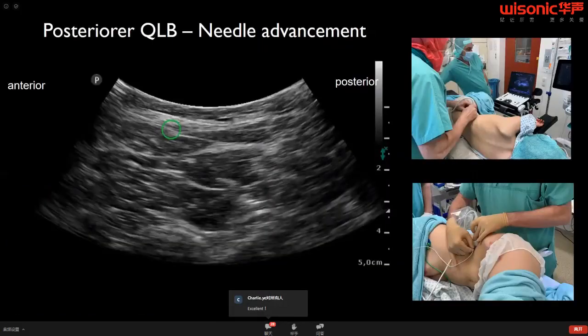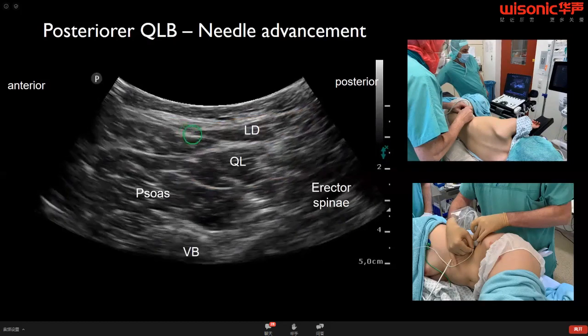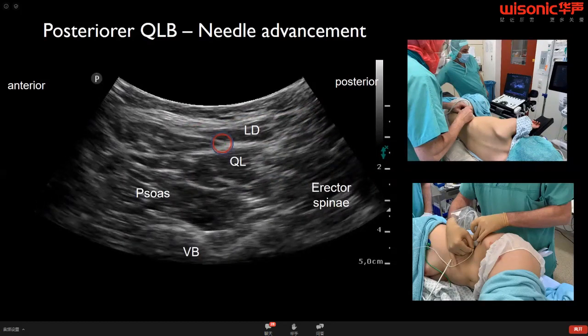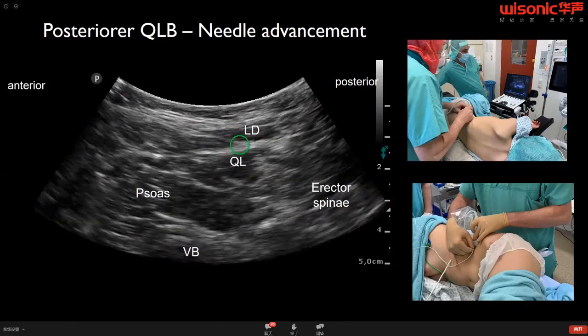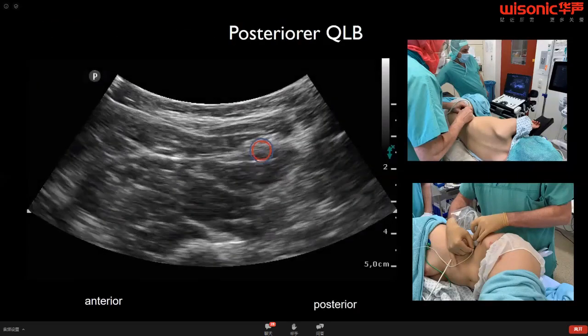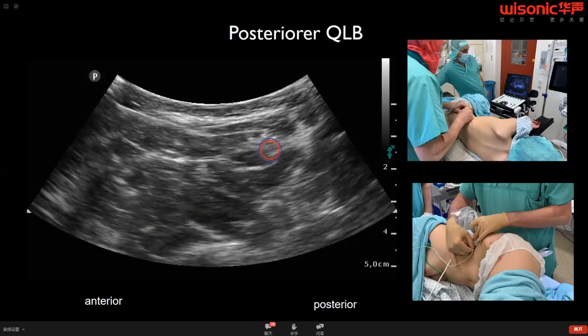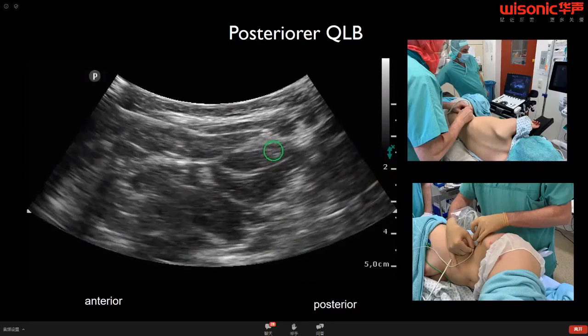For the posterior quadratus lumborum block, you have the same picture. You see the vertebral body, psoas muscle, erector spinae, latissimus dorsi, quadratus lumborum, and the needle is advanced posterior to the quadratus lumborum in the plane between the latissimus dorsi and quadratus lumborum. In this video, needle tip tracking technology is used to identify the tip of the needle. When you are in the right plane, you inject the local anesthetic, and you see the distension of both muscles, the latissimus dorsi and the quadratus lumborum.